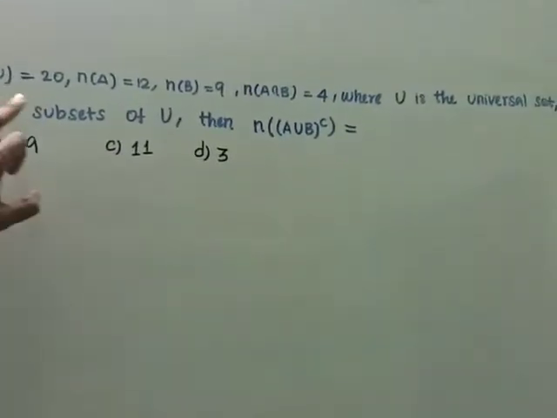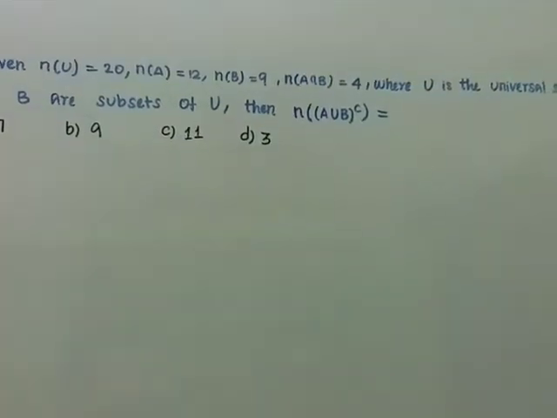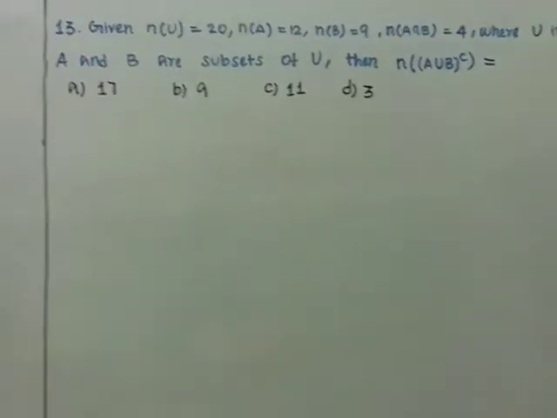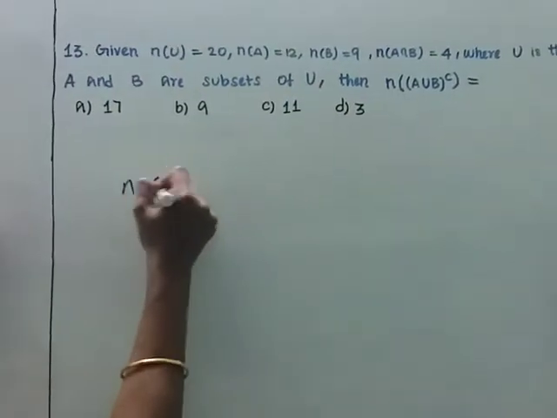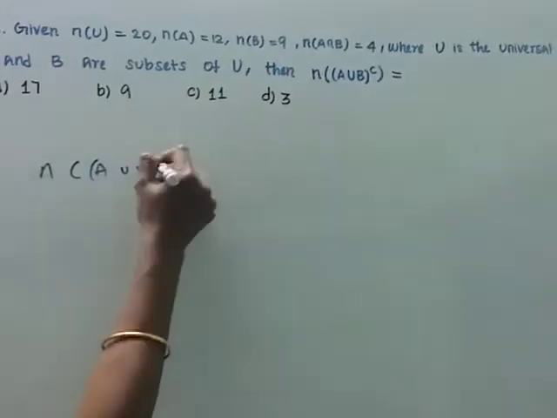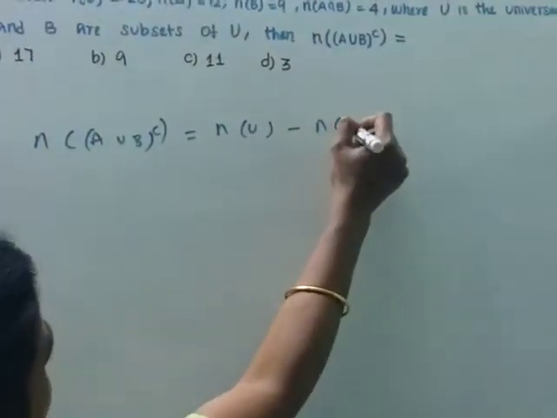n of u is equal to 20, n of a is equal to 12, n of b is equal to 9, n of a intersection b is equal to 4. The u is the universal set and a and b are subsets of u. Then they are asking n of a union b the whole complement. Okay ma? This is nothing but n of u minus n of a union b.